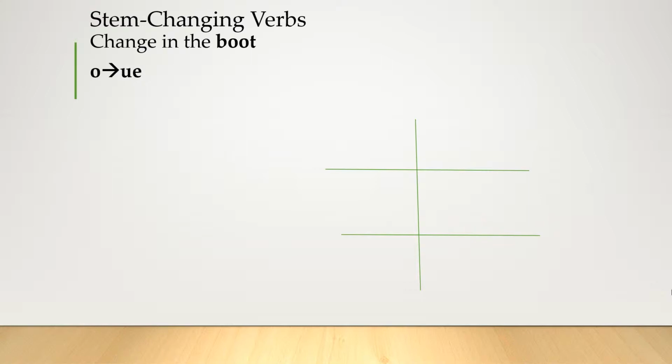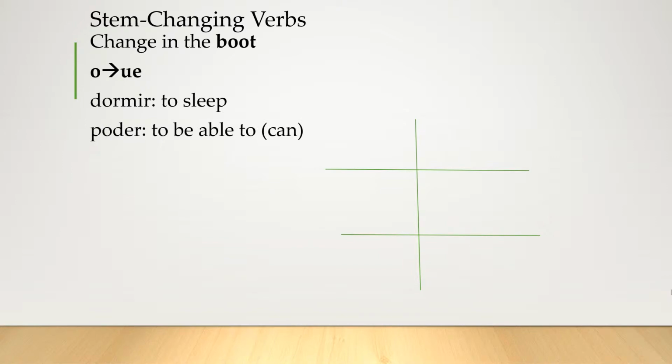These ones change O to UE. Dormir, to sleep. Poder, to be able to. In English, we usually say can, like I can speak Spanish, but it seems a little weird to say to can, so we say to be able to. So we drop the ER, we drop the IR, then we change O to UE if it's inside the boot, add our normal endings.